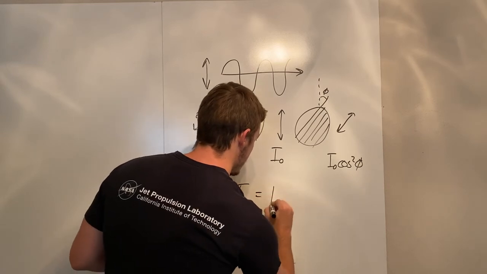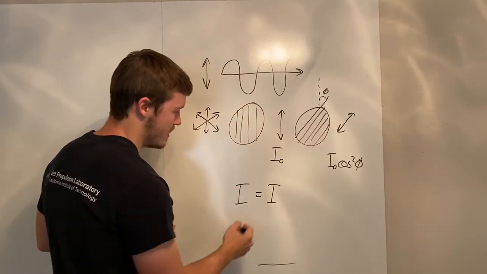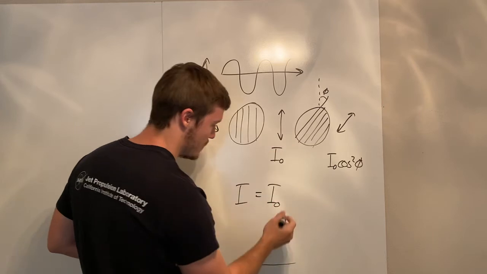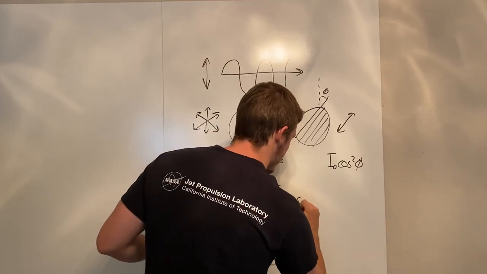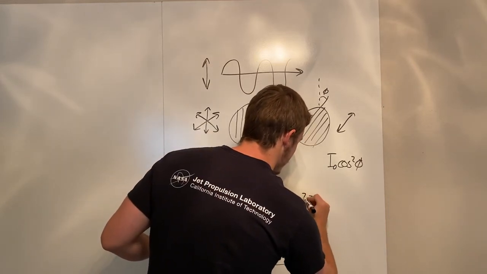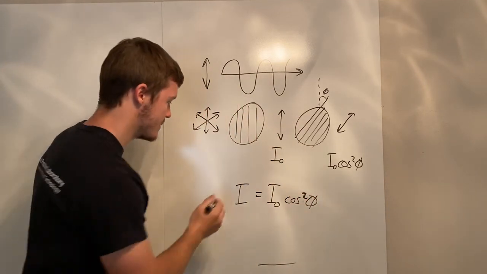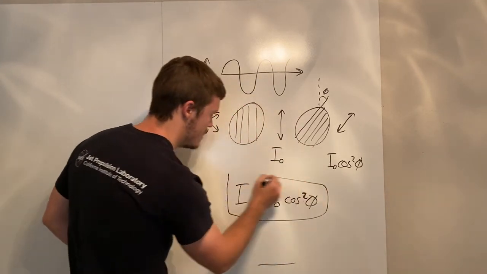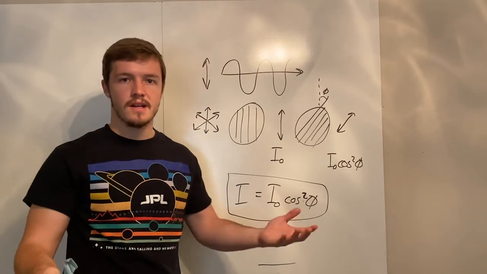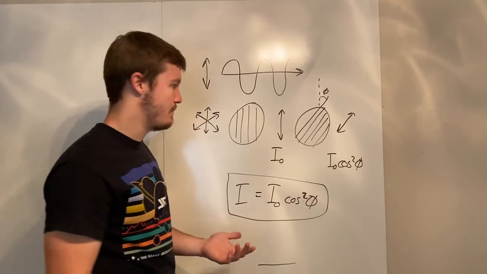And this is called Malus's law, and the general form is written like this. The intensity on the other side of the polarizer is equal to the intensity coming into the polarizer times cosine squared of the angle of the polarizer. Okay, so we're going to use this today just briefly at the end, but before that we're going to explore some applications of polarization and basically how it works.